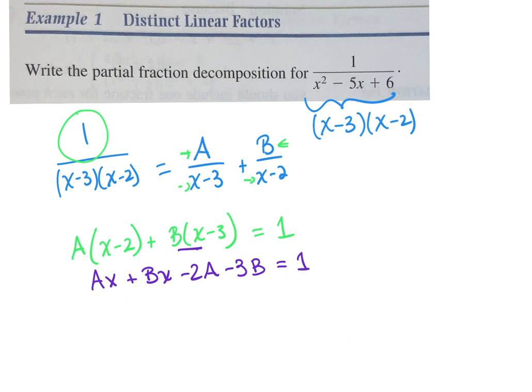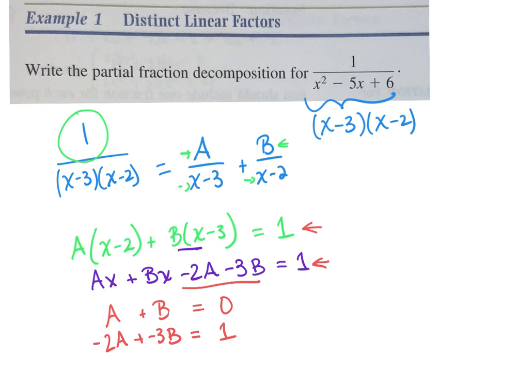Which means that my ax plus my bx should represent my coefficient in front of my x's. What is my coefficient in front of my x's? There isn't one, so it's going to be what? It's going to be 0, actually. I don't have an x. If I had an x, I would put the coefficient, right? So ax plus bx is going to equal 0x, which means that a plus b is going to equal the coefficient, which is 0 because there is no x. My constants, negative 2a plus negative 3b, should equal my constant, which is 1. And now I'm going to solve by what method?